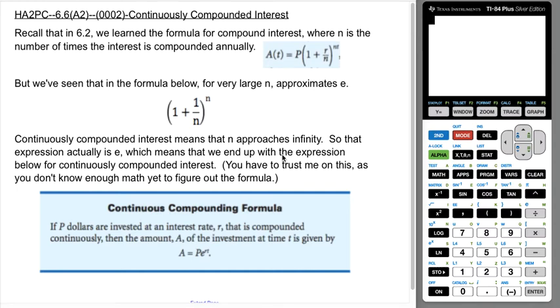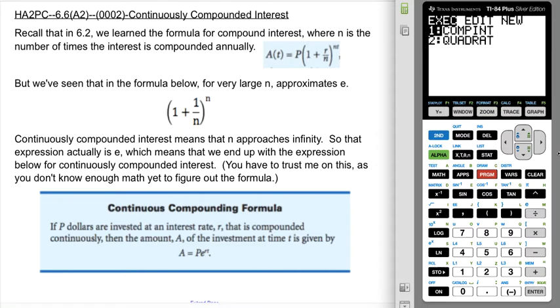All right, this is Honors Algebra 2 Pre-Calculus. We're doing 6.2 in Algebra 2, which is the second video, continuously compounded interest. So recall that in 6.2, we learned a formula for compound interest. In fact, we even made a calculator program for it, right? If you go to program, we have compint.